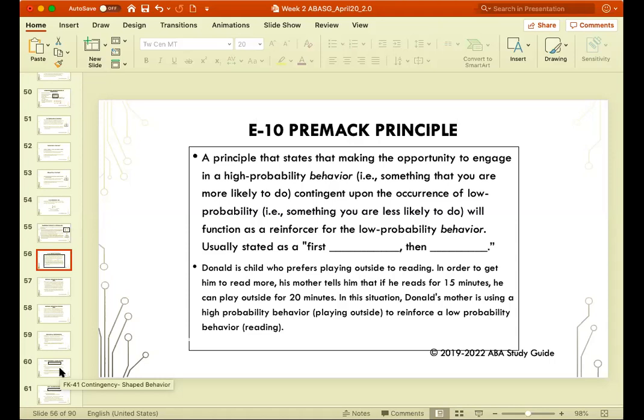So it's typically stated as first this and then this. Be careful that we're not doing first go pee-pee on the potty and then we get a Skittle. Pee-pee on the potty and a Skittle is just stating a rule. It's not technically Premack. Premack is more like first do math homework, then you could do your reading homework, if reading is a higher probability and math is a lower probability. So technically we kind of use this wrong sometimes when we say first eat your broccoli, then you can have ice cream.